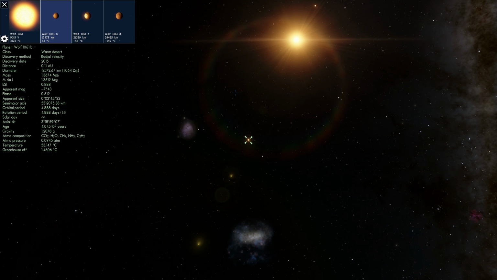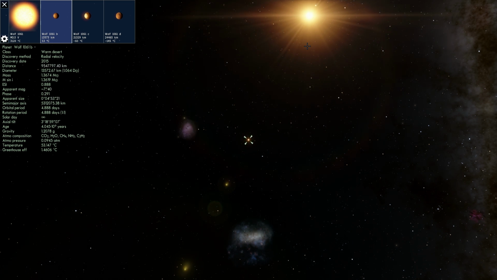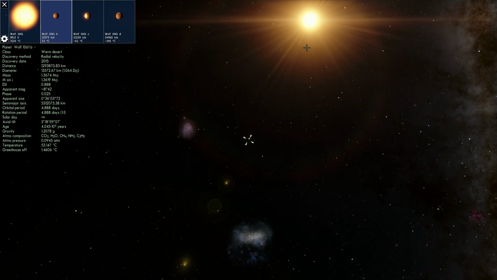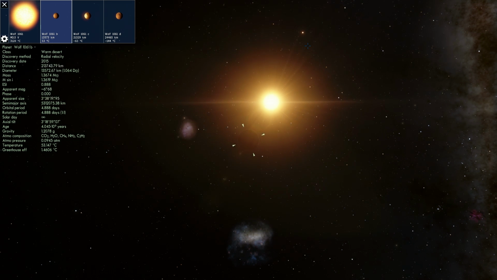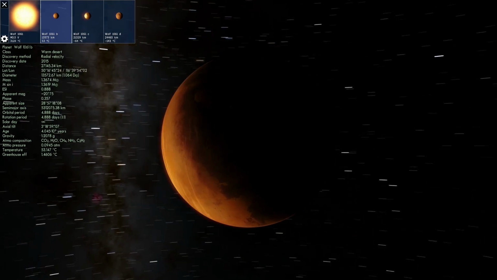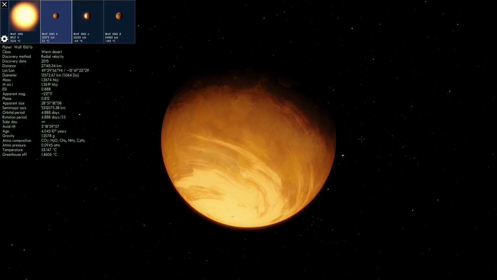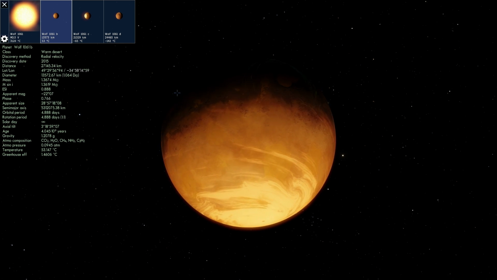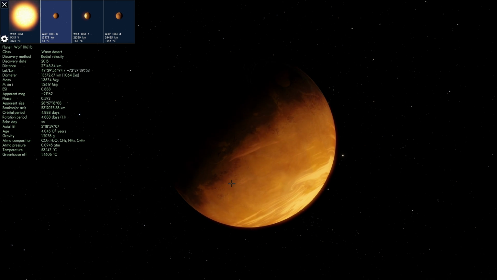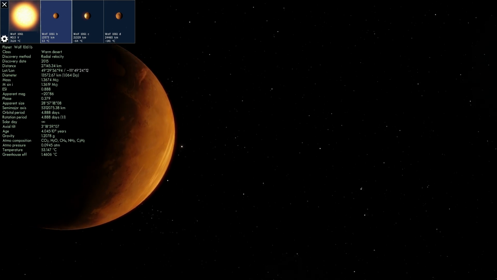One problem, however, with this particular system is that because Wolf 1061 is actually a red dwarf, it's possible that all of these objects are tidally locked. And for this reason, it means that there's a possibility that one side of this planet will always be hot, one side will always be cold, and only the twilight area right here in between them will actually have a normal climate with possibly liquid water.